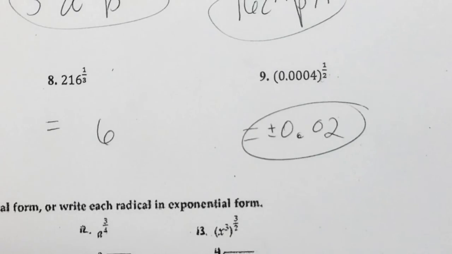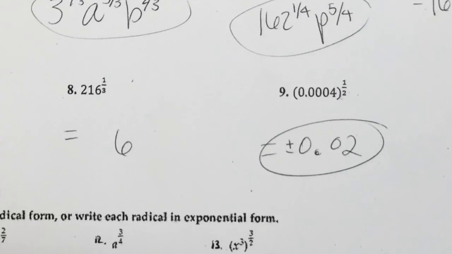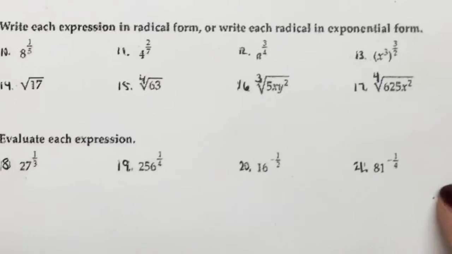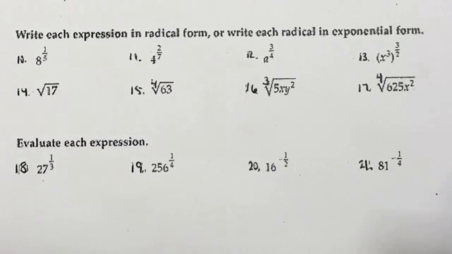Alright, what do y'all think? Easiest we've done so far? Me too. Alright, do 10 through 21 on your own. I know it looks like a lot, but it'll take you 2 minutes. And then I'm going to have y'all put these up on the board for us to go over. Don't forget about your plus or minuses on 18 through 21 when you're evaluating.